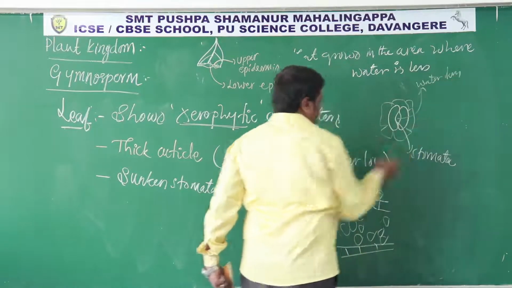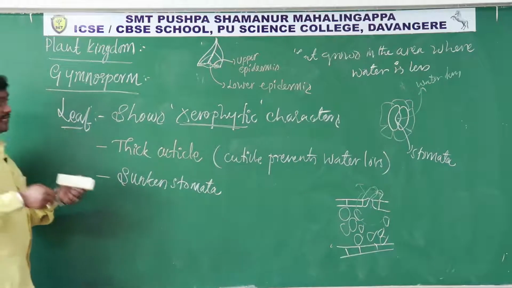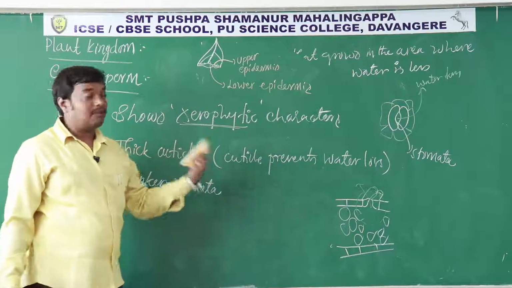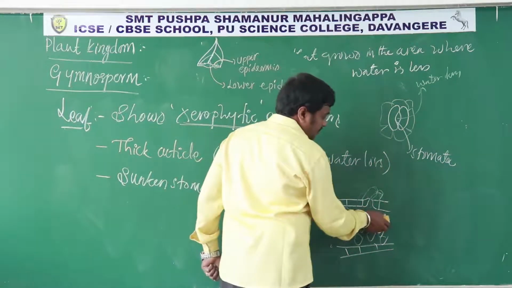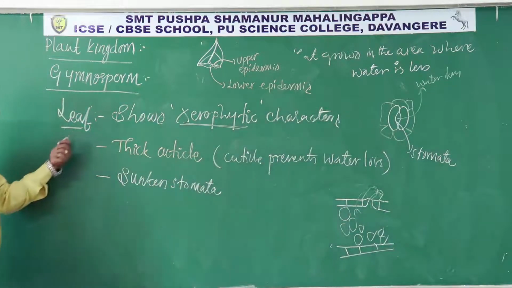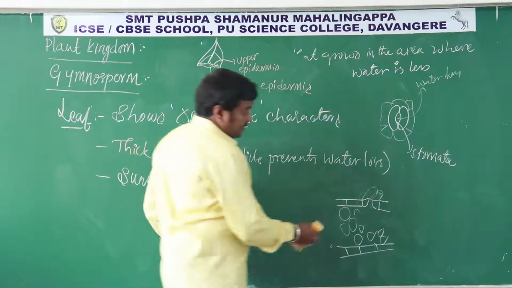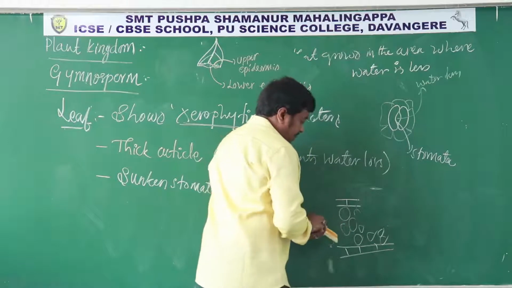Normal stomata are present on the epidermis, and water is easily lost in the form of transpiration. If you know the meaning, transpiration is water loss in the form of vapor. Okay, this is the normal stomata. But in the case of gymnosperms, some have this sunken stomata.